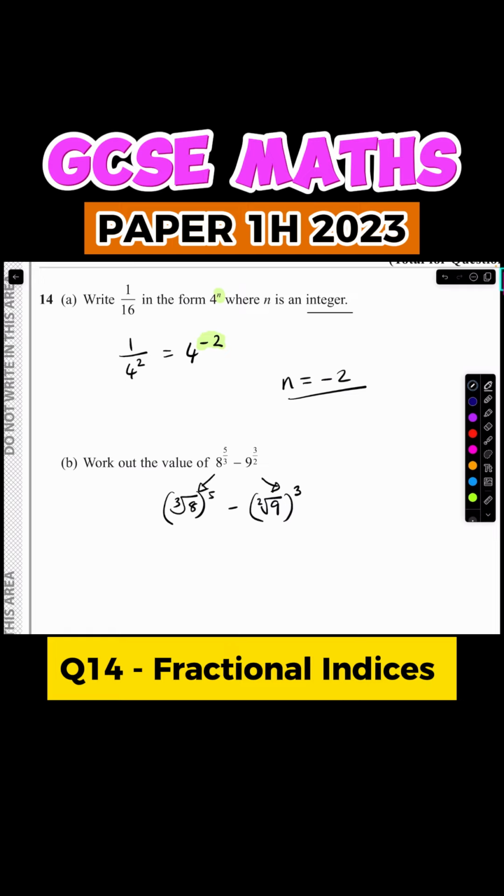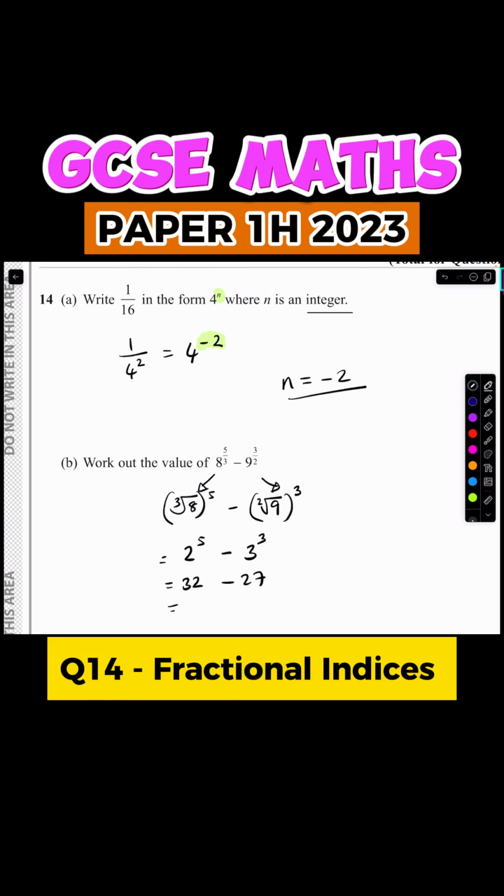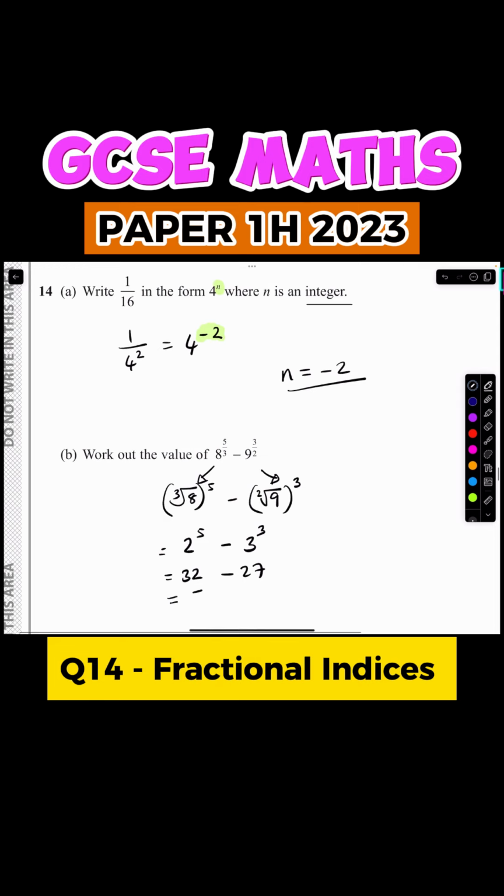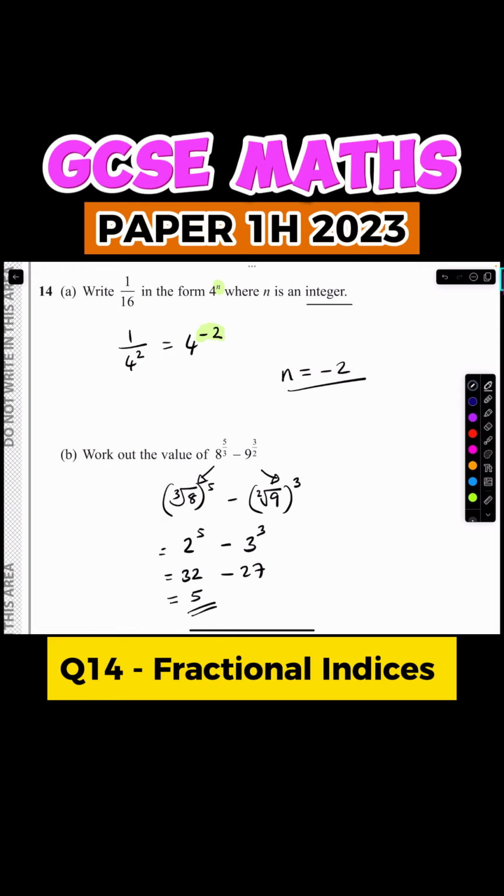Now, what is the cube root of 8? The cube root of 8 is 2, so that's 2, and then the 5 is hanging around outside like that. What's the square root of 9? That is 3, and the 3 is hanging around to power it. So what is 2 to the power of 5? 2 to the power of 5 is 32. 3 to the power of 3 is 27. So what is 32 take away 27? It is 5. So the value of that is 5.